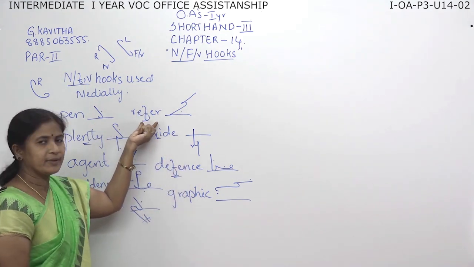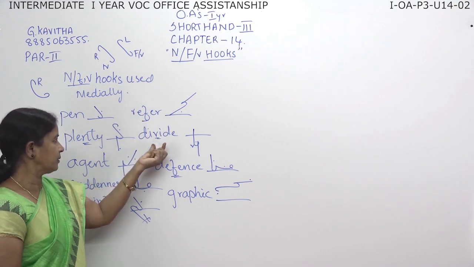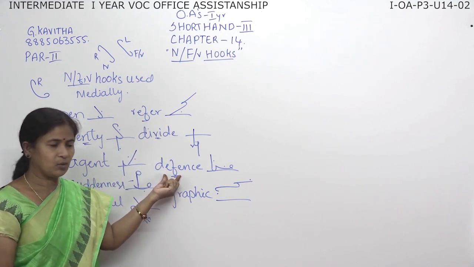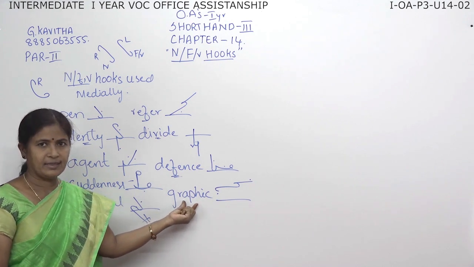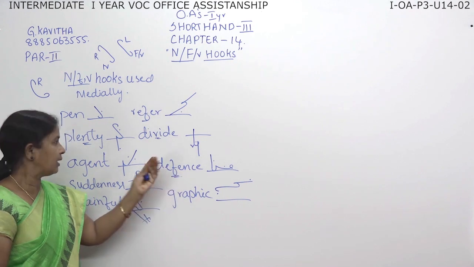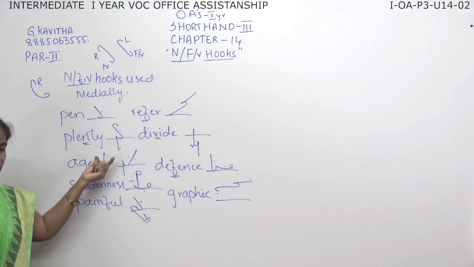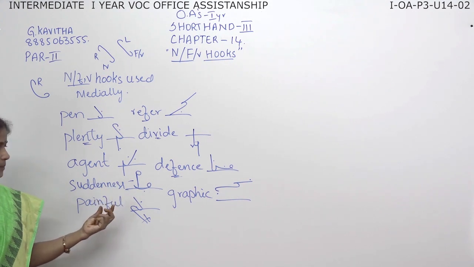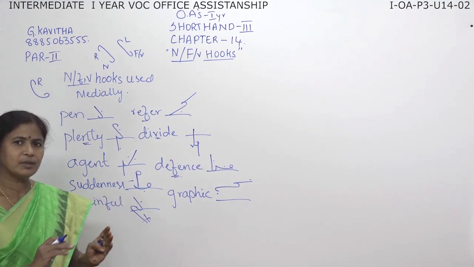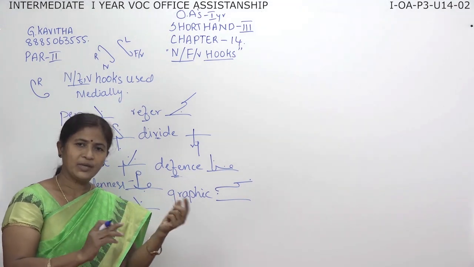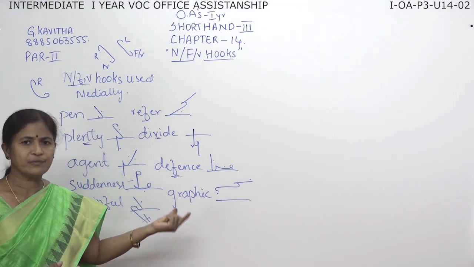చూడండి ఇక్కడ రెఫర్ మనకి F సౌండ్ వినిపిస్తుంది. ఓకే. డివైడ్ V సౌండ్ వినిపిస్తుంది. డిఫెన్స్ F సౌండ్ వినిపిస్తుంది. గ్రాఫిక్ F. F or V hooks used in the middle of a word. అలాగే N hooks కూడా మనకి వర్డ్ మధ్యలో యూజ్ చేయొచ్చు. నౌ సమ్ టైమ్స్ N hook మనకి సరిగ్గా రాయటం కుదరదు కొన్ని వర్డ్స్ లో. అలాంటప్పుడు we write full outline.